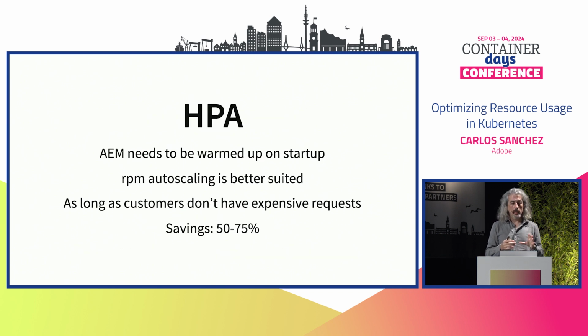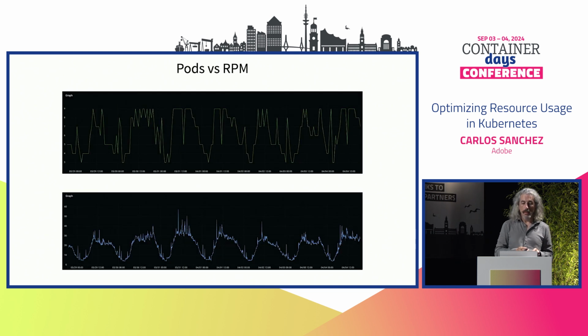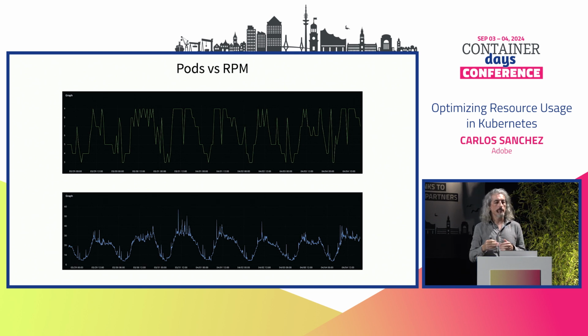In our case, because we also are warming up the cache on startup, RPM autoscaling is better suited, as long as customers don't have expensive requests where they need a lot of CPU. And this saves us 50-75% on resources, because we are continuously going up and down on the number of pods. So this is the number of pods on the top, the RPM, requests per minute, at the bottom, and this is what it looks like on our typical day.